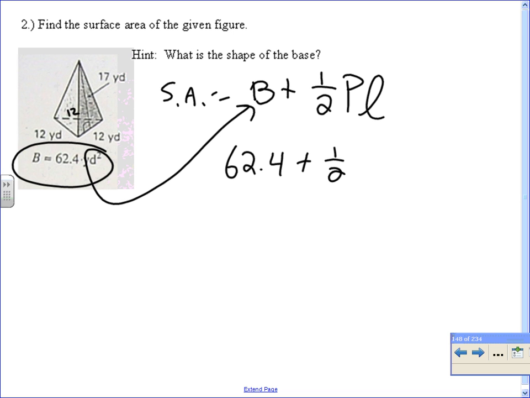plus 1/2. Now, how do we find the perimeter of this base? What would we do here? Sean? Good. So what are we adding up? Good. Times L, which is the slant height. Adam, what's the slant height on this one? Good. Times 17. Go ahead and calculate the right-hand side. I want you to write down what you get.